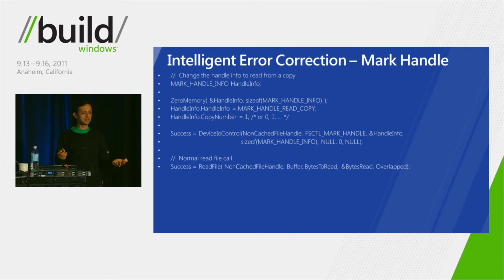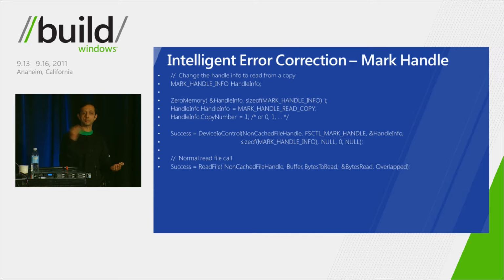We have modified it. So what you do is you open a handle. You change the property of the handle to specify which copy you want to read. So if you have 2 copies, you can specify 0 or 1. If you have 3, 0, 1, or 2. And then you can just call ReadFile, just like usual. And that API is plumbed all the way down to Spaces, and Spaces will give you the specific copy that you want to read.